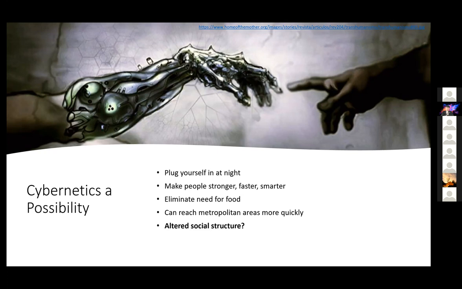So if you do still have to walk to the water, you can bring back 40 liters instead of 5. And you can reach metropolitan areas more quickly. So there are so many opportunities and options that you can do with these. And the bolded question at the end is the altered social structure.